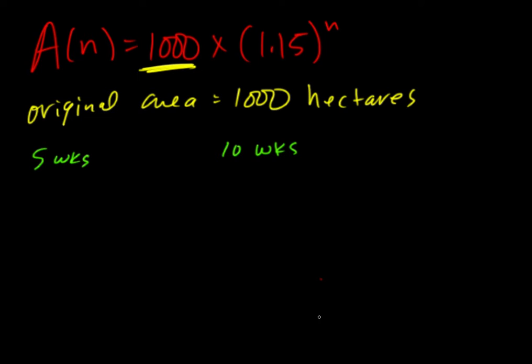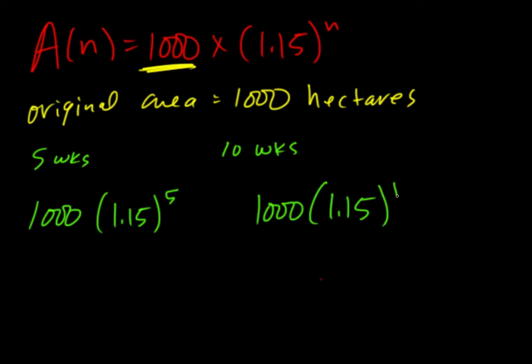Now B, find the affected area after 5 weeks and 10 weeks. So all we're going to do to figure that out is plug it in to this formula with a 5 for n and then a 10 for n. Plug in a 5, plug in a 10, plug it in. For this one, we get this, and for this one, we get this.